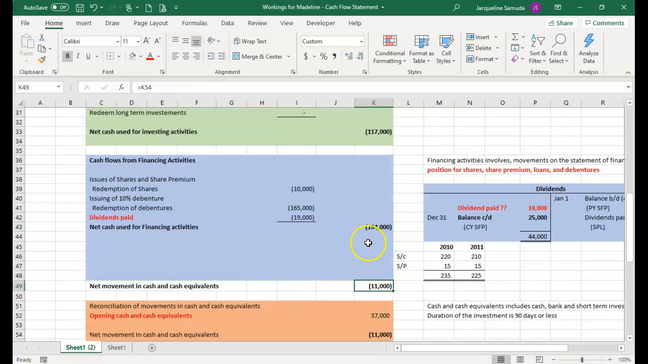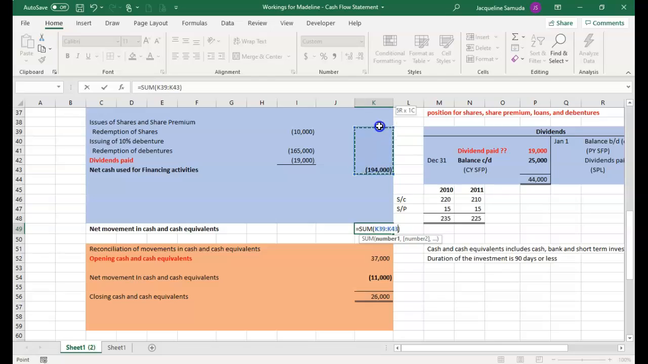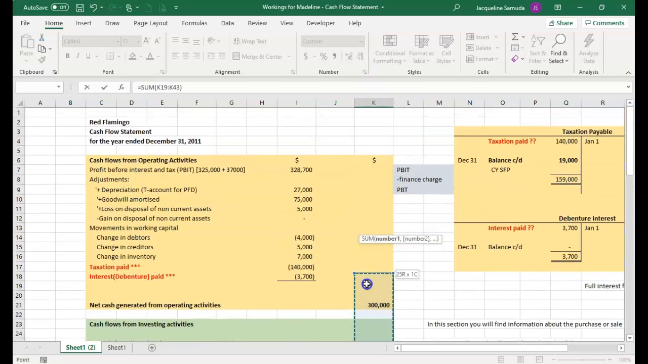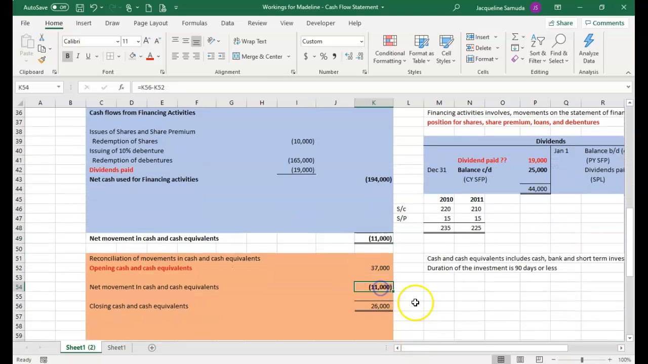Now we are expecting these three figures, this one, and this one, to come to 11,000. So let us just delete this and check. So I'm going to sum. Now I get back the 11,000. So because adding these three gives me 11,000 negative, and down here I have 11,000 negative, it means that my T account, my cash flow statement, was correctly done.